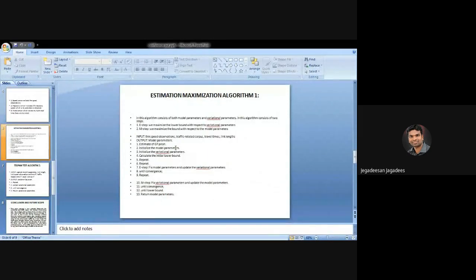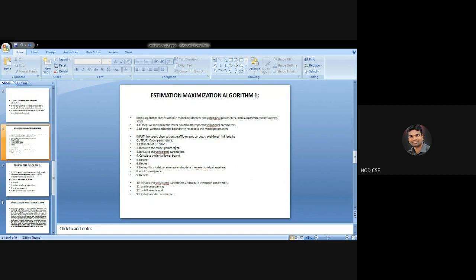In this algorithm, expectation maximization, we follow these steps. Step one, the E step: we maximize the lower bound with respect to the variational parameters. In the M step, we maximize the bound with respect to the model parameters. So what is our input? Link speed observation, a traffic related corpus, and travel time. The link is the length between the traffic sensor location and the vehicle. Then the output may be the model parameters.